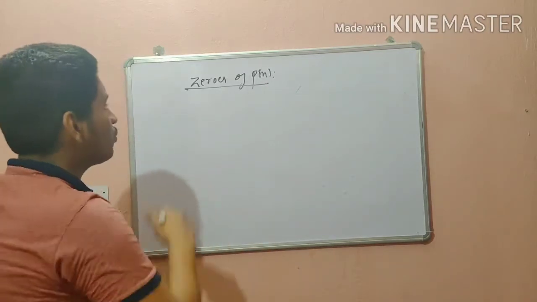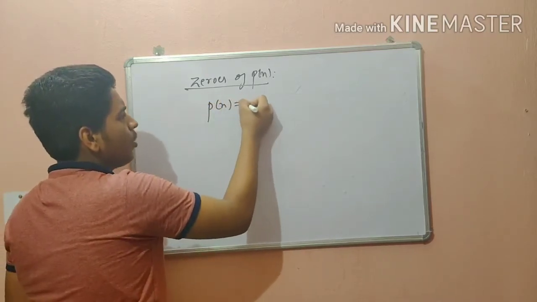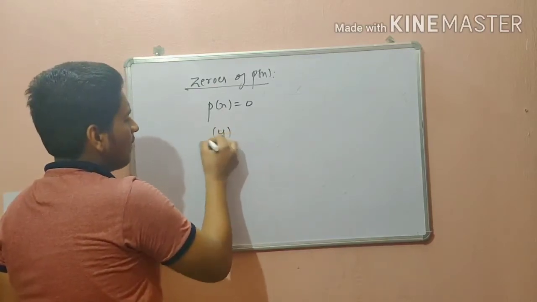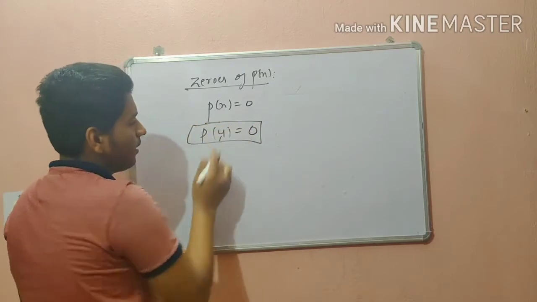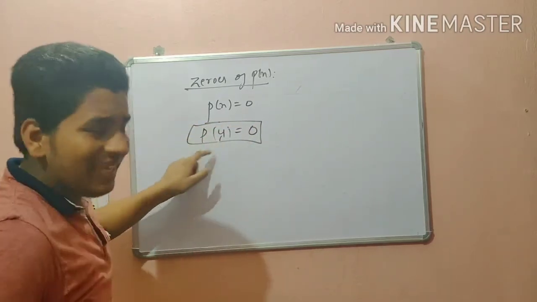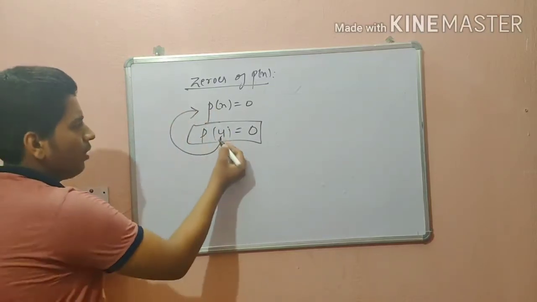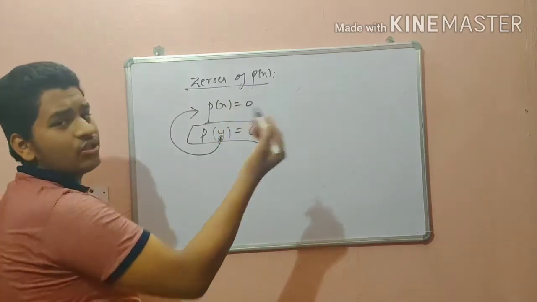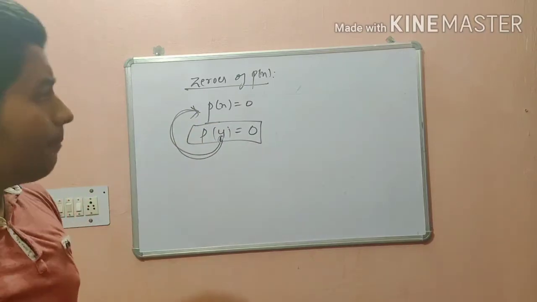Those values of x for which p(x) equals 0. Let us consider we are taking a value of x as y, and when we put the value y we get the sum or product 0. This means that y is a zero of p(x), because when we put y in place of x, we get the value 0. That means y is a zero of the polynomial p(x).